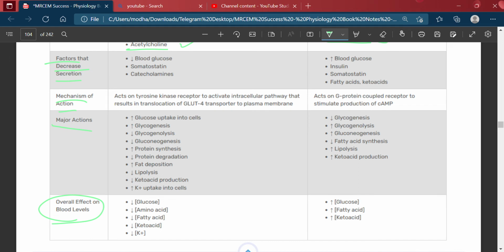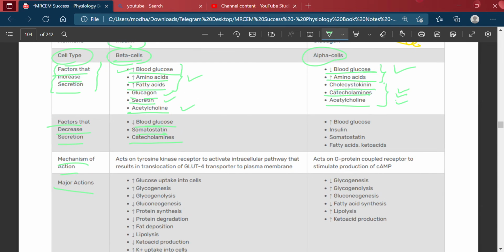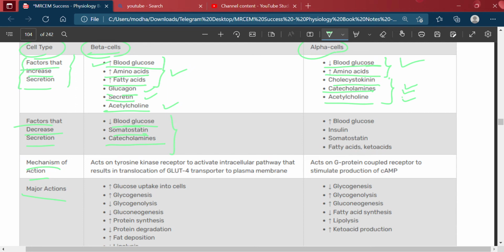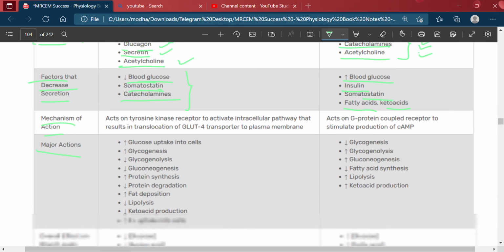Then the factors that decrease the secretion. Insulin secretion is decreased when blood glucose is low, and by somatostatin and catecholamines. And when there is an increase in blood glucose, insulin, somatostatin, fatty acids and keto acids, the glucagon secretion will be restricted.